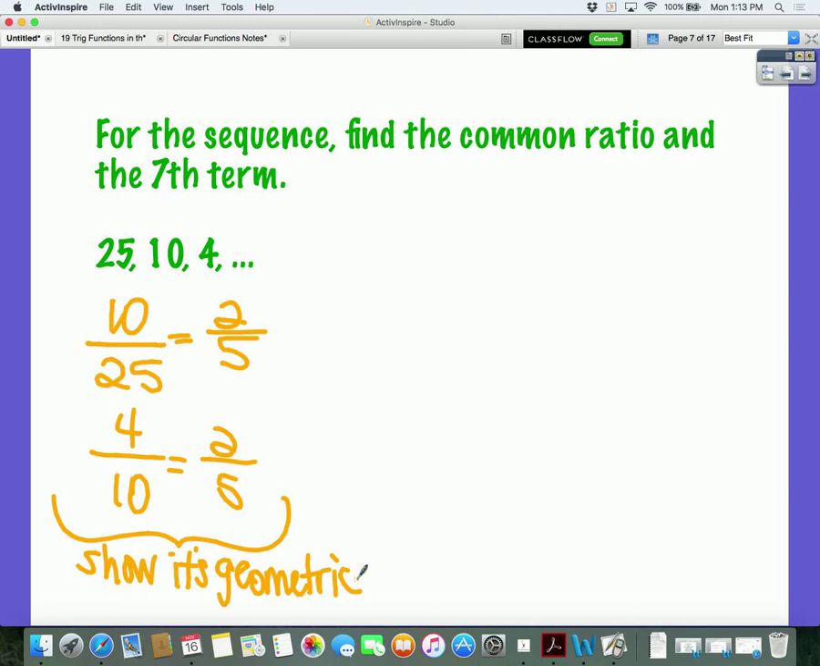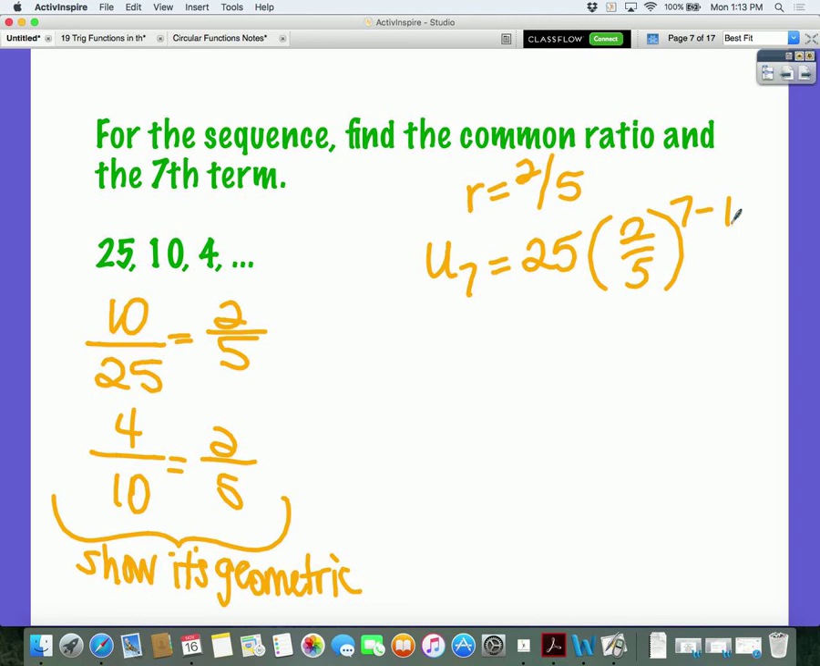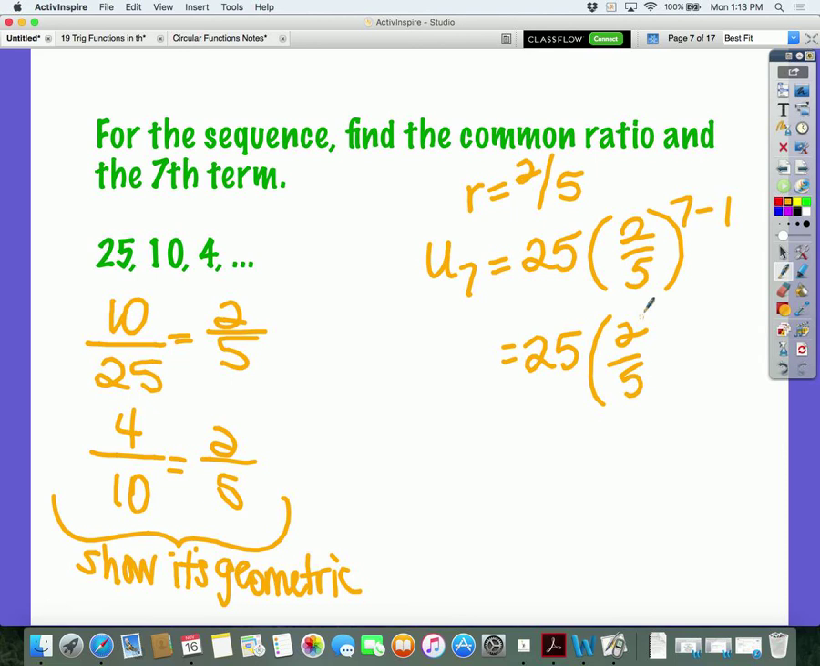Okay? So our common ratio is 2/5, and I use that to find my seventh term. So u sub 7 equals my first term, so 25, times my ratio, raised to the n minus 1. So we got 25 times 2/5 to the 6th power. Let's do calculators with this one. What did you guys get?